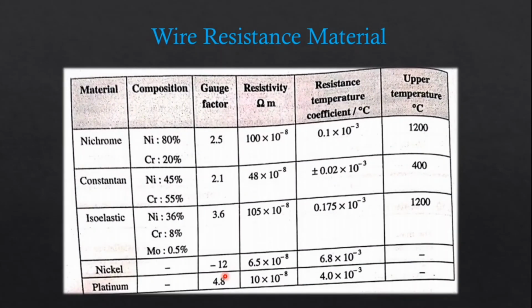Next one, the resistance wire material. Now no single material is able to satisfy all the different properties. So we require a composition of two or three different materials to make our wire.